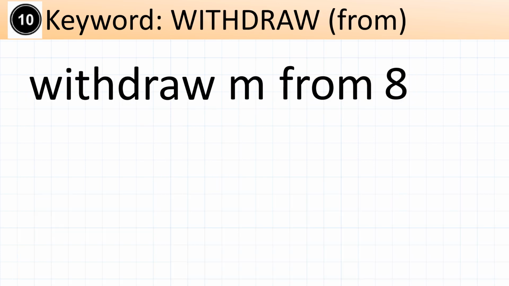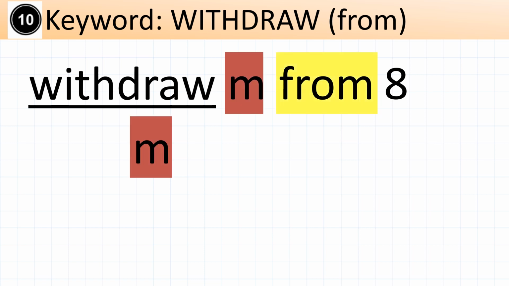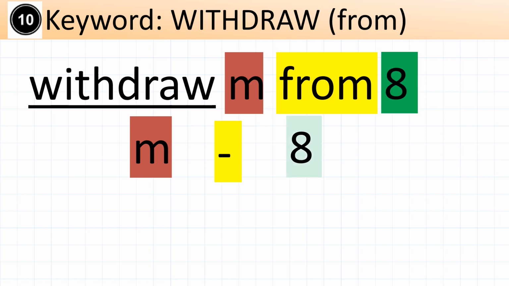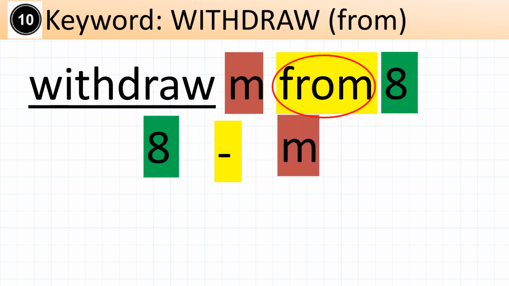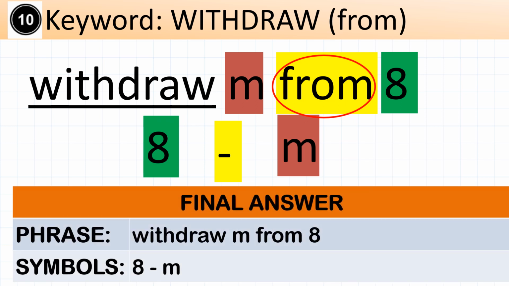Another keyword is withdraw. Withdraw from in a mathematical phrase. For example, withdraw m from 8. Withdraw indicates subtraction. So let's copy m, and then we translate from to a minus sign, and 8, we copy that number. And then since we have the word from again, we exchange 8 and m in their positions. Withdraw m from 8 is now translated to 8 minus m. And that is our final answer.